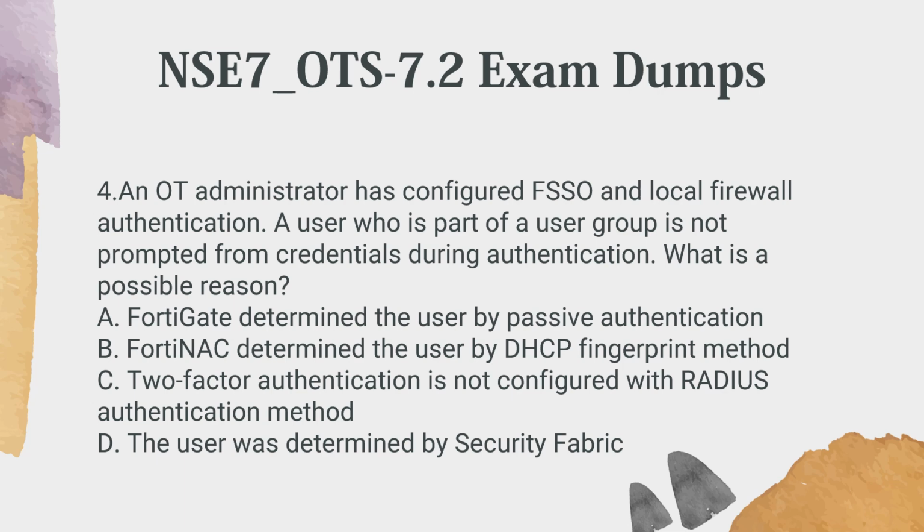4. An OT administrator has configured FSSO and local firewall authentication. A user who is part of a user group is not prompted for credentials during authentication. What is a possible reason? A. FortiGate determined the user by passive authentication. B. FortiNAC determined the user by DHCP fingerprint method. C. Two-factor authentication is not configured with Radius authentication method. D. The user was determined by Security Fabric.